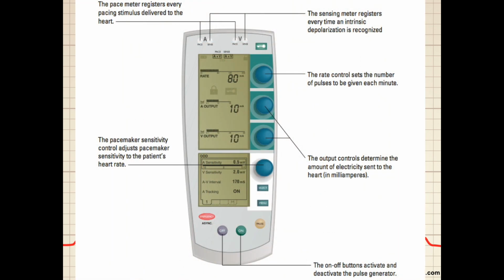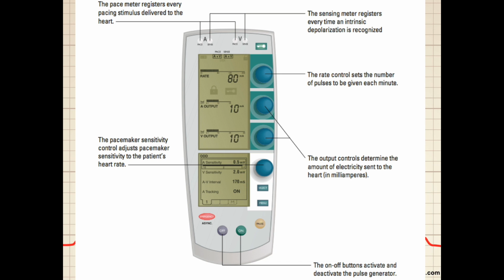In fact, this illustration shows one of those devices. Notice on top that the pacemeter registers every pacing stimulus delivered to the heart, and the sensing meter registers every time an intrinsic depolarization is recognized. Going down, we see that the first dial is the rate control, which sets the number of pulses to be given with each minute. The output control determines the amount of electricity sent to the heart, and it is measured in milliamperes. The sensitivity of the pacemaker can be set with the lower dial.